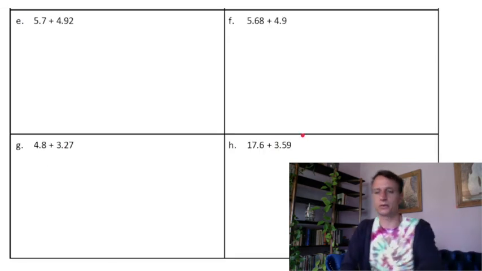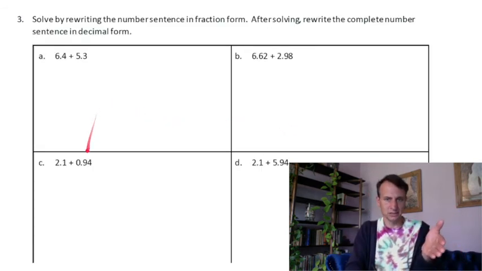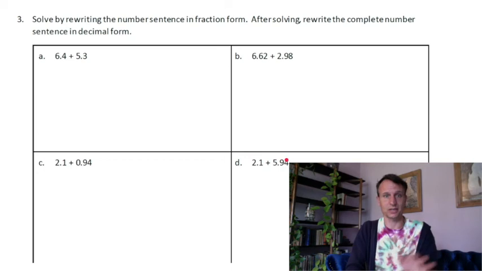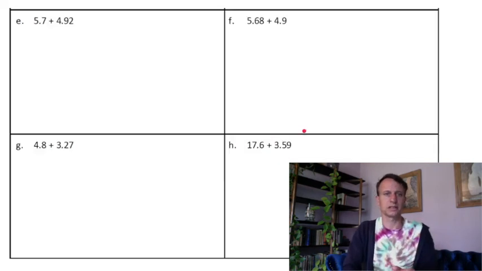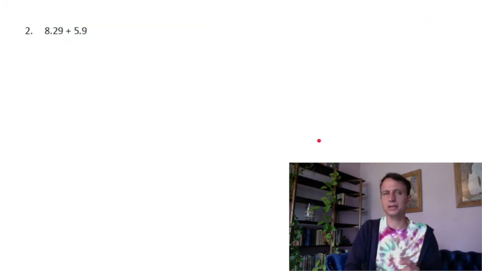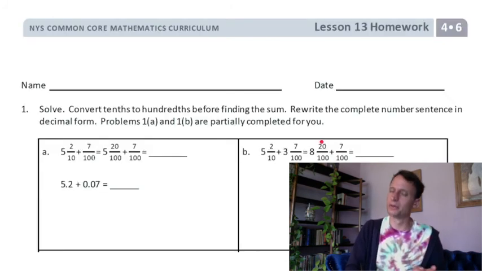Okay. And notice, by the way, there's a parallelism here. 2 and 1/10 plus 94 hundredths. 2 and 1/10 plus 5 and 94 hundredths. Okay, so there's a little similarity just in that one. Okay, then you get the exit ticket, which is more of the same but shorter. And homework. You know what to do.